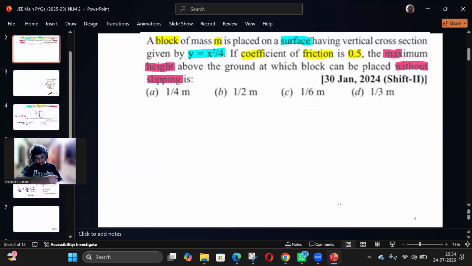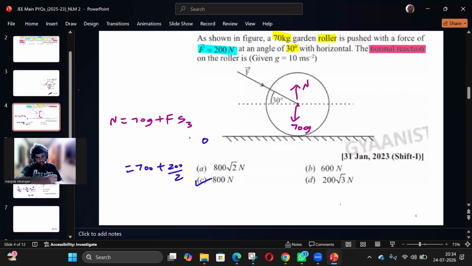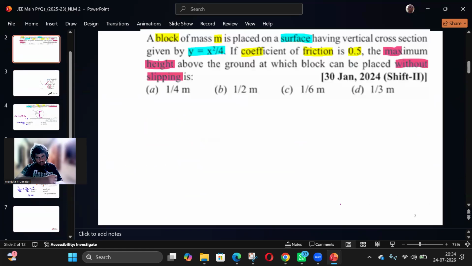So any other question? You have any doubts? No, sir. Then you can try this one. Coefficient of friction. They have not taken Newton's laws of motion, they haven't taken coefficient of friction.